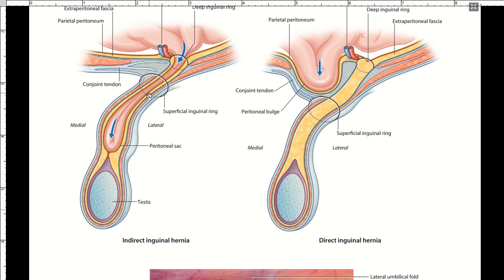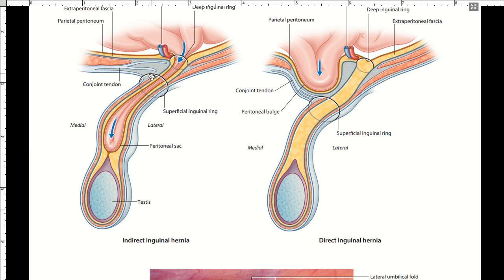About 75% of indirect inguinal hernias occur in men rather than in females, and mainly in young boys. Why? Because remember we said initially the inguinal canal would be straight. So the obliqueness of this canal is also a way to reduce the risk of indirect inguinal hernia.